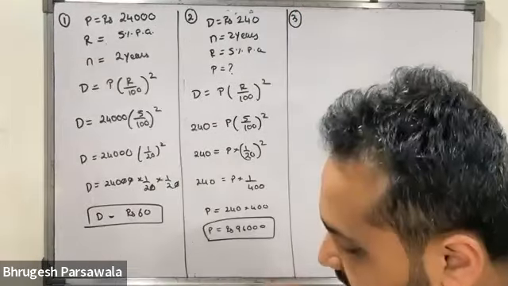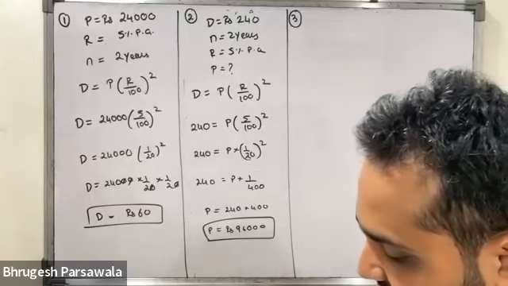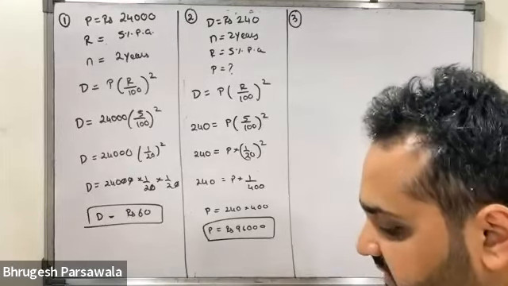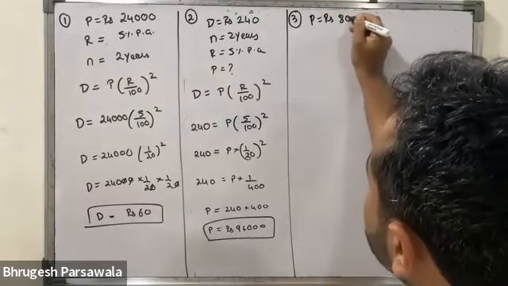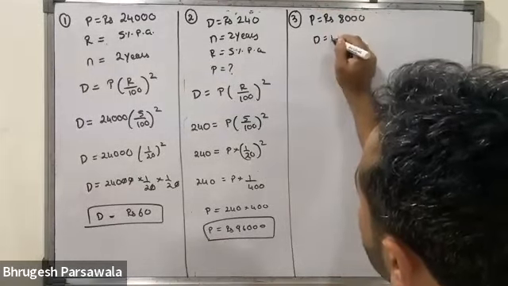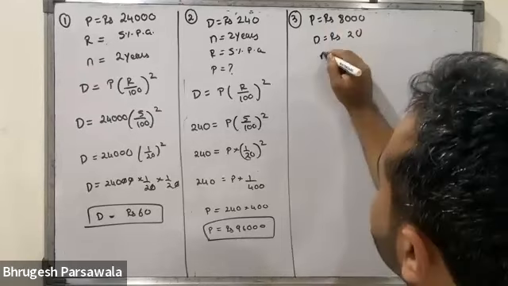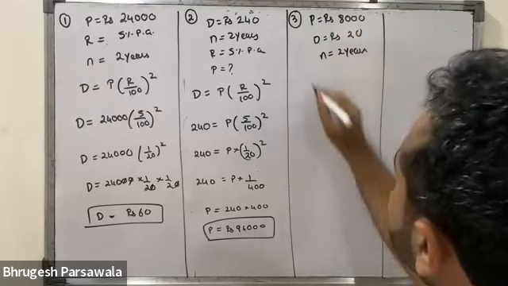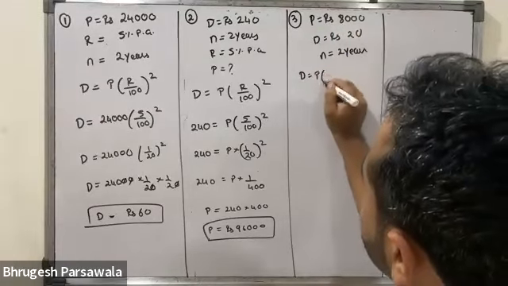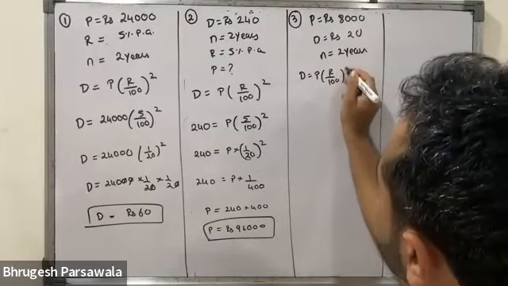We have to find the difference, which is 20 rupees. Principal is also given. Principal 8,000 is given, difference rupees 20 is given, for 2 years. I have to find the rate. So D equals P R upon 100 raised to 2.